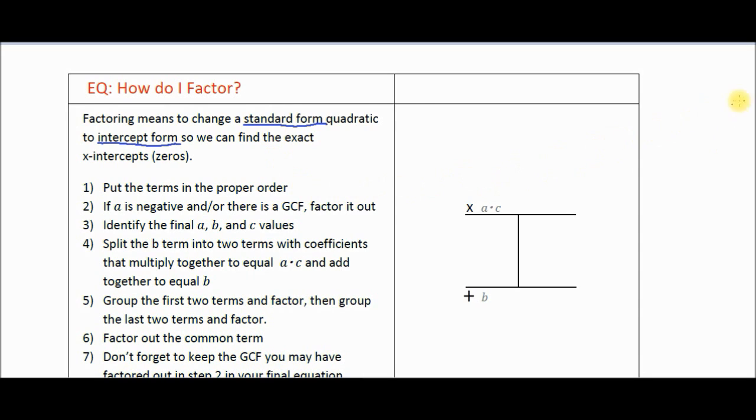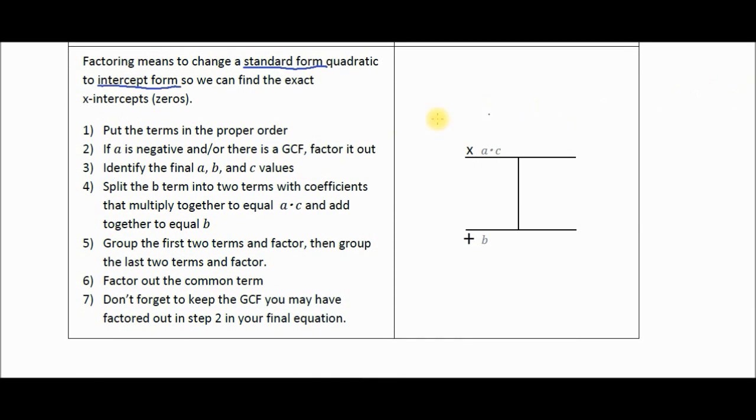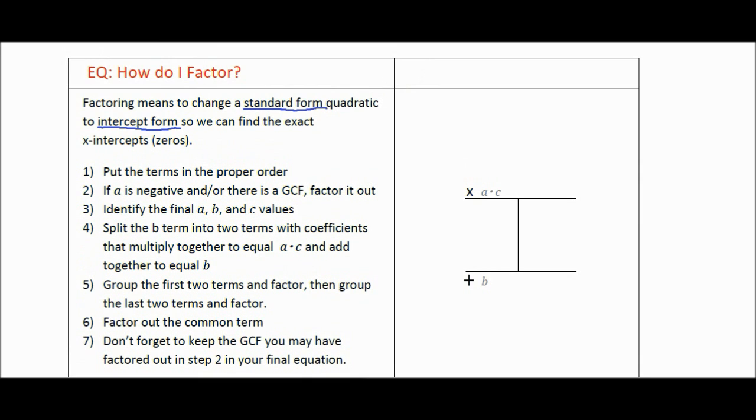Alright, so here are the steps. I've pre-typed them in for you so you can easily read them. The first step of factoring is put the terms in proper order. Let's go ahead and do a sample problem here on the right side, and we'll work through this as we go through the steps. So let's write a sample standard form quadratic equation. y equals 4x squared plus 12x minus 40.